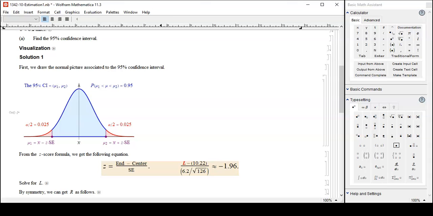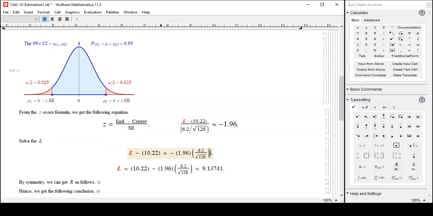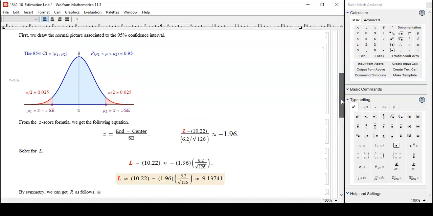All right, we have an equation to solve, and let's solve it. Flip this denominator to the other side by multiplying it over. So we get this. And then flip this subtraction to the other side by adding it up. That's how you get this expression. 10.22 minus 1.96 times the standard error of 6.2 over square root of 126. Calculate that. I'm going to get the left-hand side endpoint, 9.14 approximately speaking.